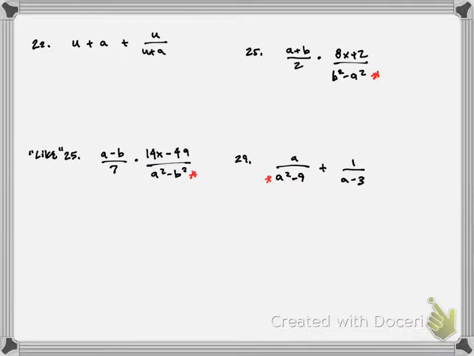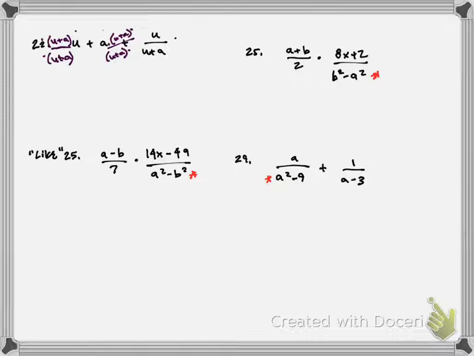All right, number 22. We have u plus a plus u over u plus a. Now, I'm going to show you something a little bit different here as far as factoring goes. I'll name the concept in just a moment, but before I do, I'm going to multiply this by u plus a over u plus a, which is 1, and so now I have a common denominator of u plus a.